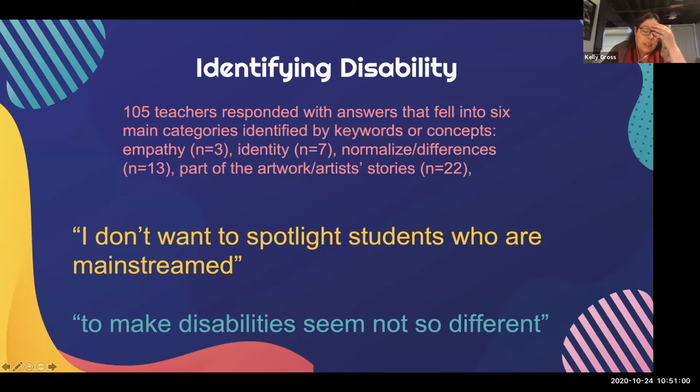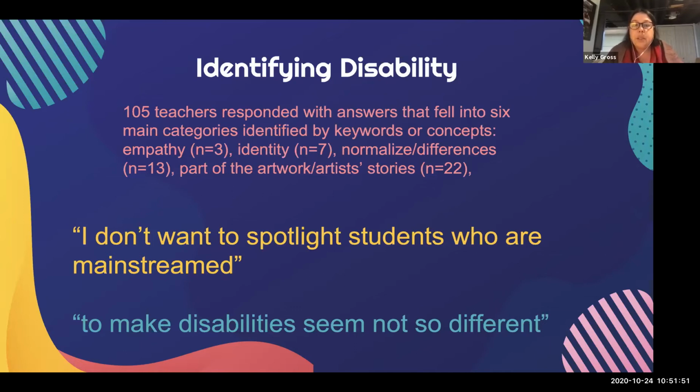When asked whether they identified the disabilities of the artists or designers to students, 119 teachers responded. Teachers overwhelmingly said yes, with 76%, with a smaller percentage selecting maybe, 16%, and some selecting no at 6%. In a follow-up short answer prompt, teachers were asked why they do or do not identify the disability. 105 teachers responded with answers that fell into 6 main categories, identified by keywords or concepts: empathy, identity, normalized differences, part of the artwork, artist stories, and success, perseverance, overcome, and do not identify.